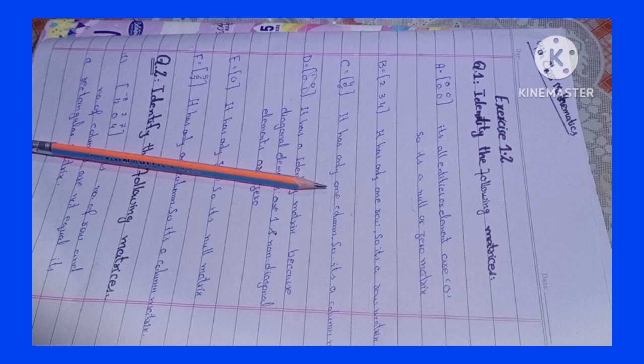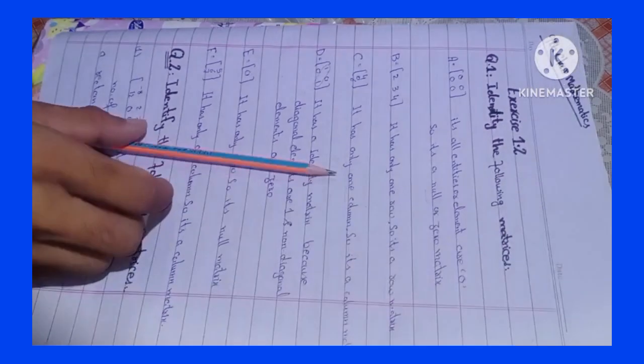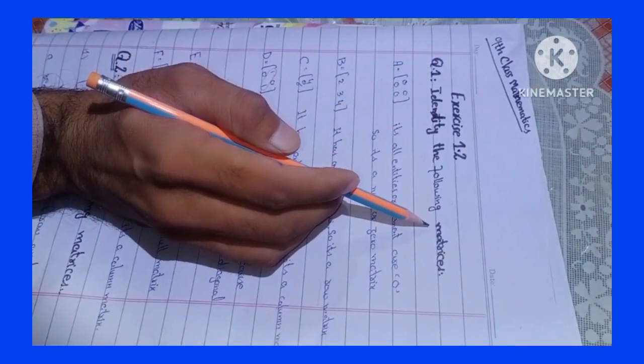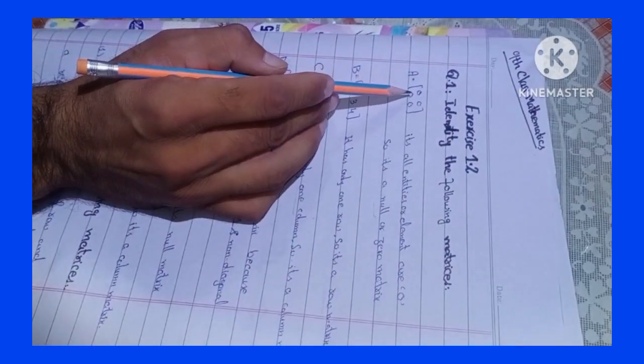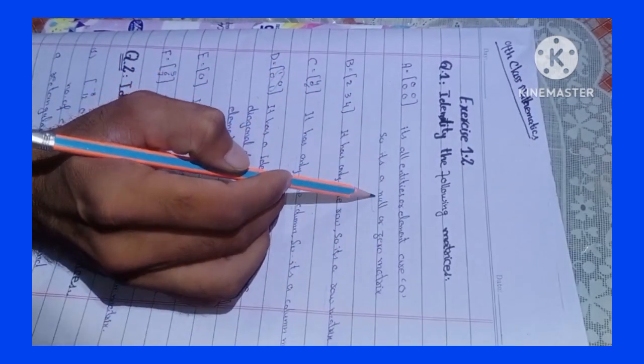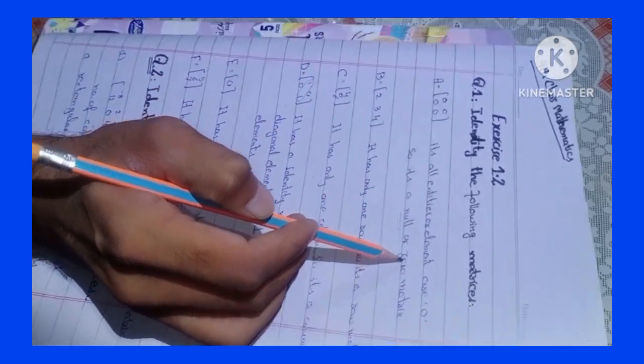In this lecture, we discuss the ninth class mathematics exercise 1.2. Its first question is: identify the following matrices. Matrix A, all its entries are 0, so it is a null matrix or zero matrix.